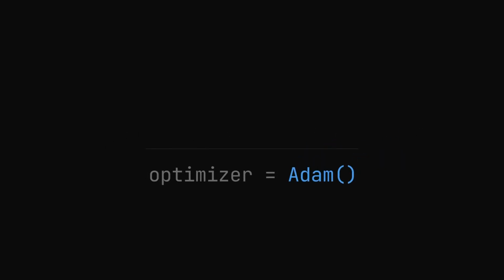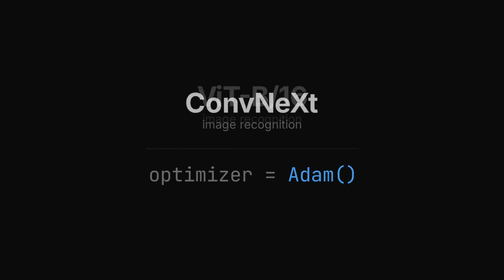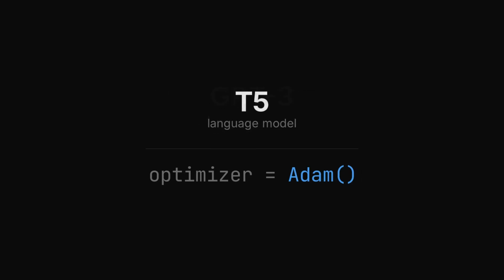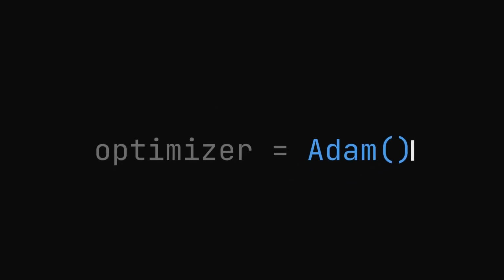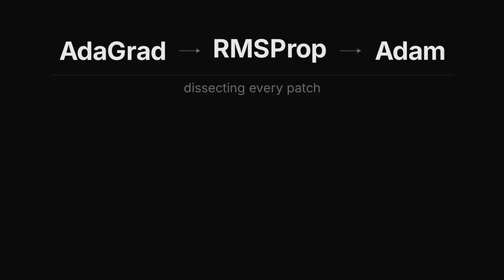This is the default line, the line that sits inside almost every deep learning model on Earth. Image recognition, machine translation, the giant language models everyone talks about, and almost nobody who types it knows the truth. Adam isn't one idea. It's a stack of clever patches piled on top of an original idea from 2011, and by 2018, researchers discovered that even Adam is broken, in a very subtle way.